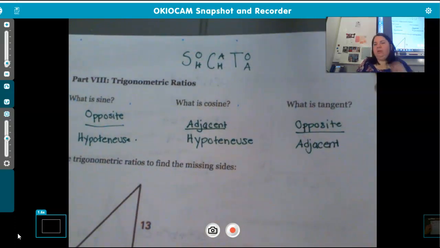Okay, so now we're in the part where we're using our ratios to find the missing sides. I'll give you a second to get caught up. Adjacent. And what do we say adjacent means?